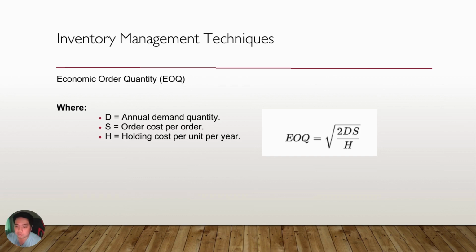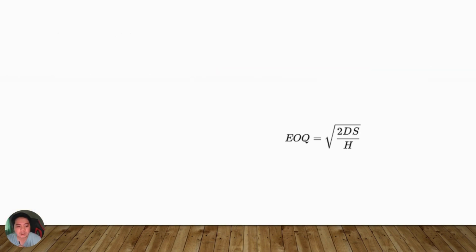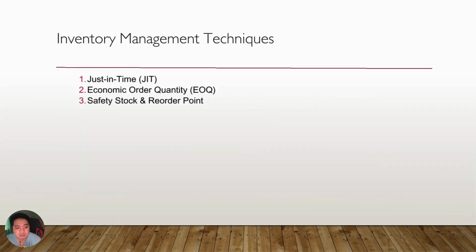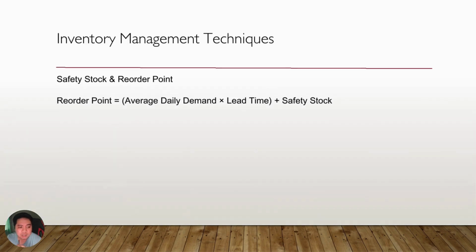So you need to familiarize with that formula. Safety stock and reorder point, on the other hand, has the formula: reorder point is equal to the average daily demand times lead time plus safety stock. When you say safety stock, this is the level or amount of stock that your business will keep so it will not be caught off with shortages of the inventory.